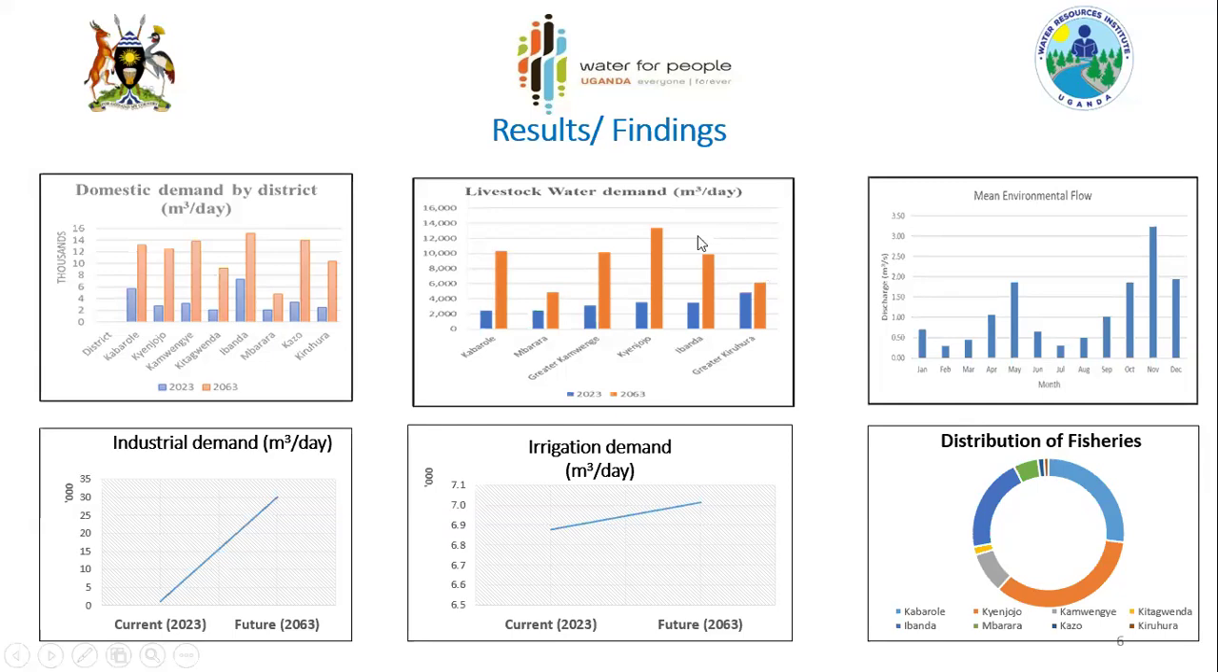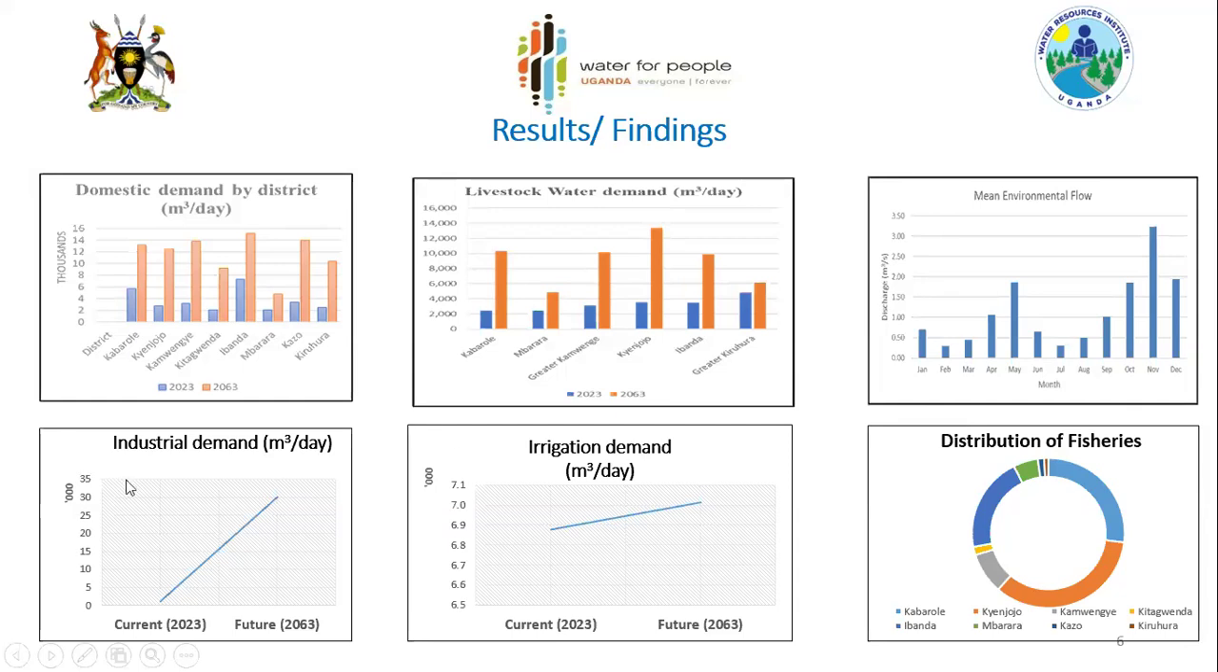However, in the future year, we had Kyenjojo district having a higher water demand for the livestock, majorly because we identified a highly growing sector of piggery in Kyenjojo district, which is likely to have a very high demand in the future of about 13,000 cubic meters per day.